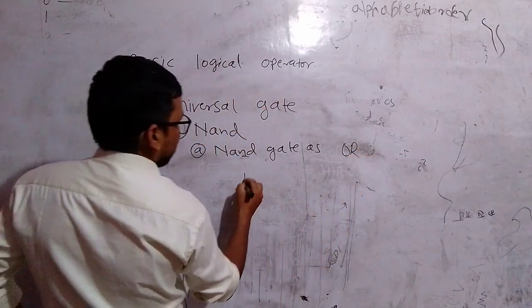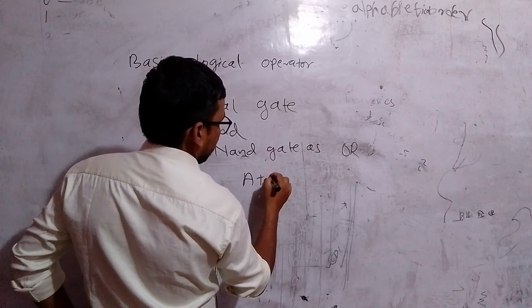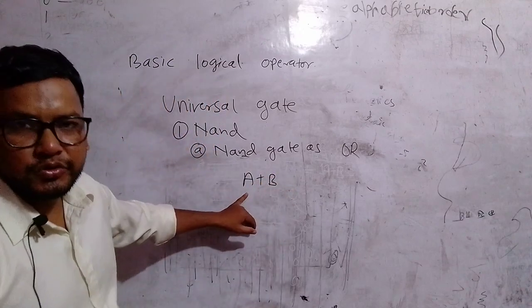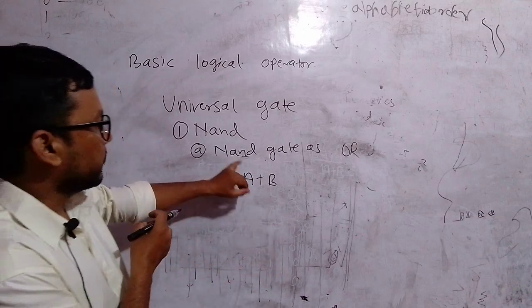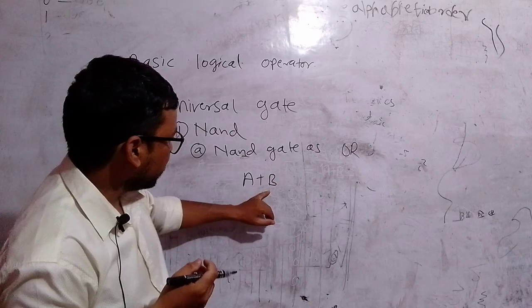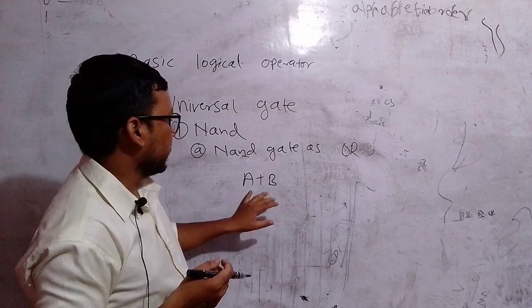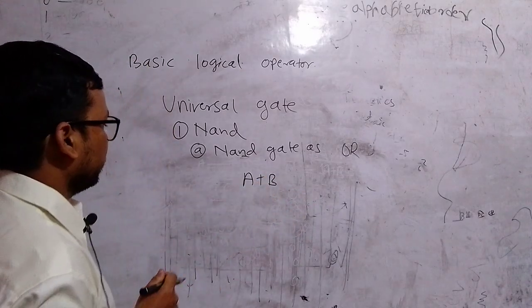For two inputs A and B, the OR gate should produce A plus B. Now the NAND gate should take A and B and produce A dot B complement.